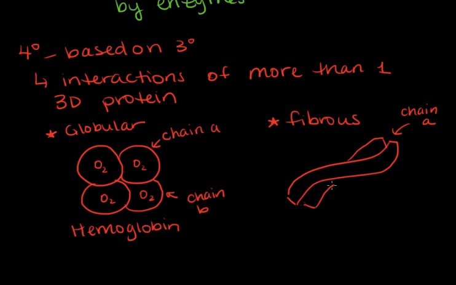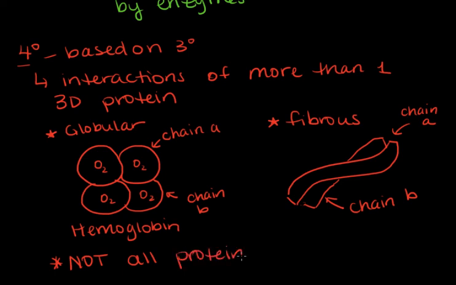And you can imagine that lots and lots of fibrous proteins actually have quaternary structure. But as you can also imagine, some globular proteins, some enzymes, maybe they don't need other proteins to work. So this quaternary structure is something that not all enzymes have. Not all proteins have this. So this is the level that not all proteins have. Okay.